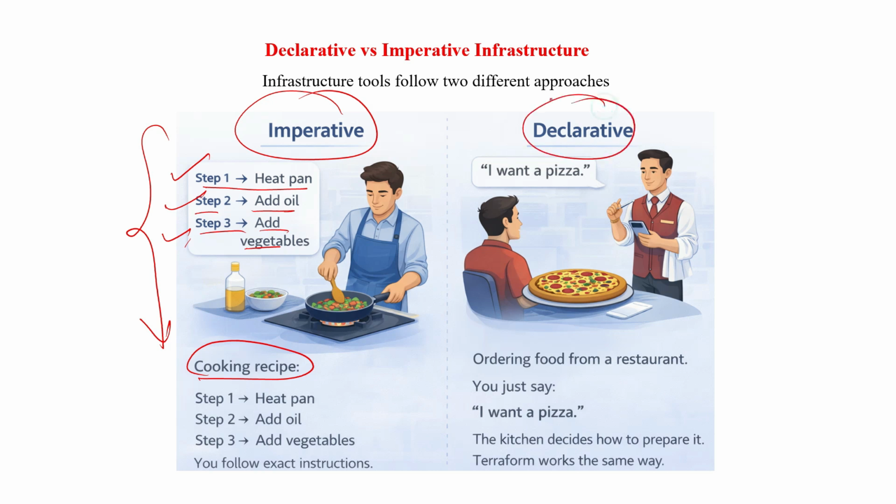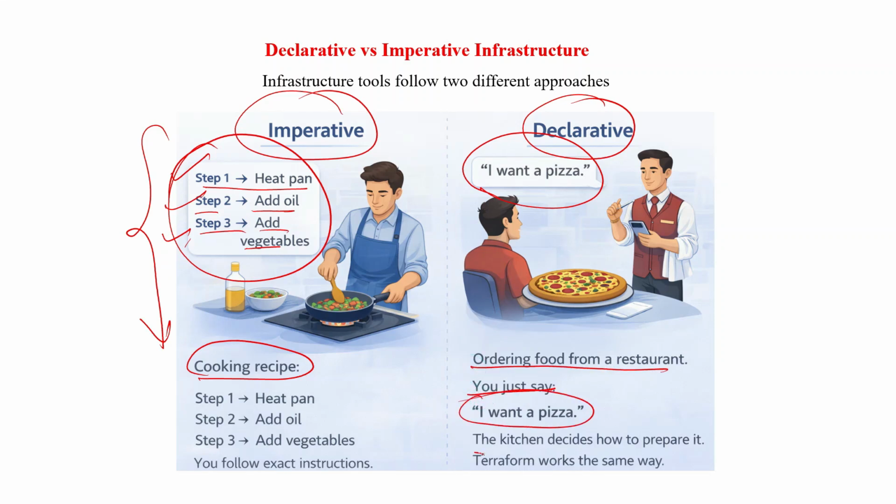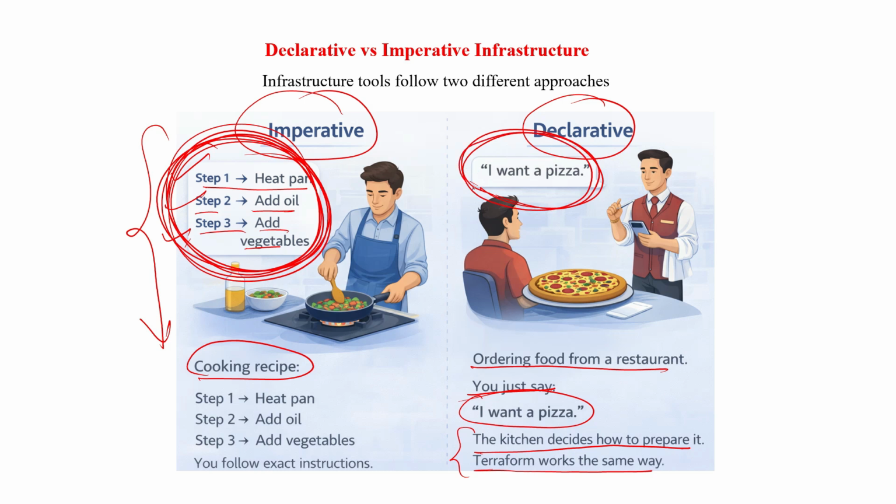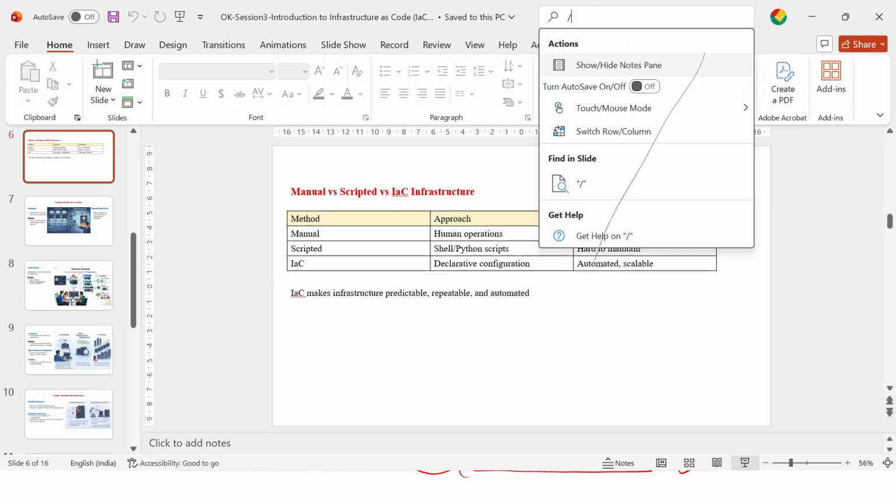But when it is declarative, you don't need to define each and every step. You only need to say the final goal, what exactly you want. Here you can see an example: I want a pizza. You are ordering food from a restaurant. You just say, I want a pizza. The kitchen decides how to prepare it. Terraform works in the same way. You don't need to define every step manually. You just define your final goal. Terraform understands your final goal, and based on that, it does all the configurations. So this is the imperative and declarative approach.